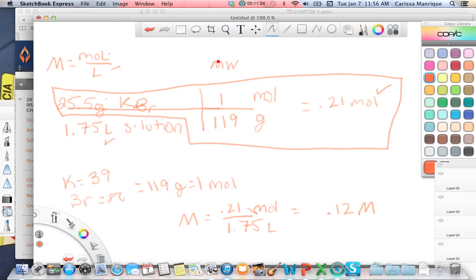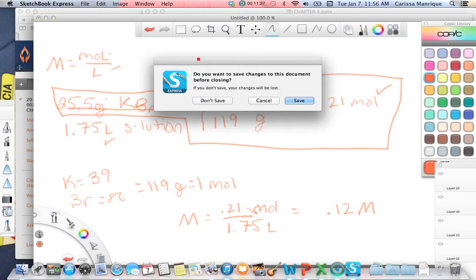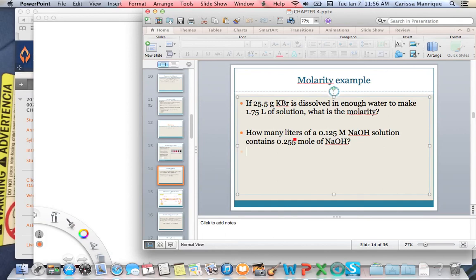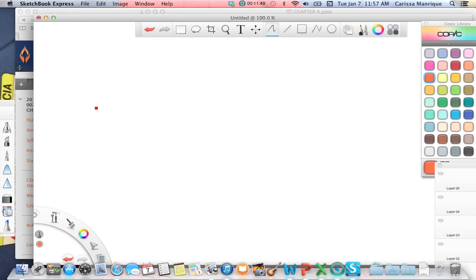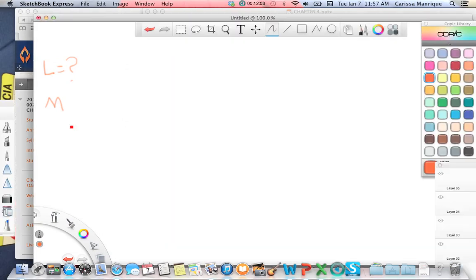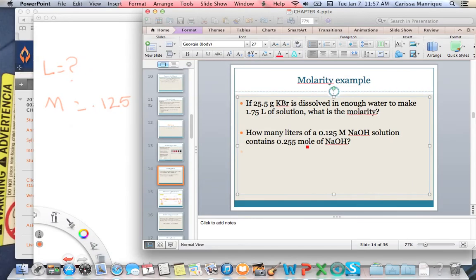Let's do one more example. Okay, how many liters of a 0.125 molar NaOH solution contains 0.255 moles of NaOH? Okay, so they give us the molarity and the moles. We need to find liters. Liters equals, we don't know. The molarity equals 0.125, and the moles is 0.255.